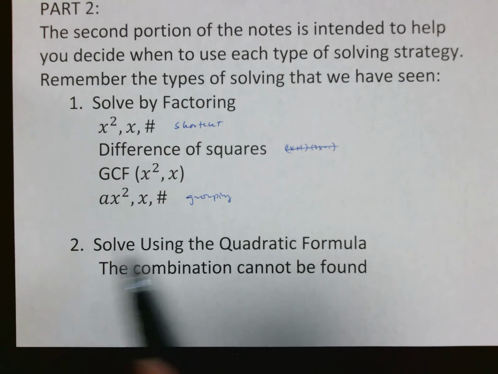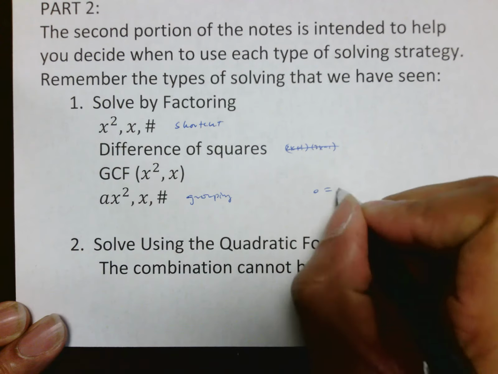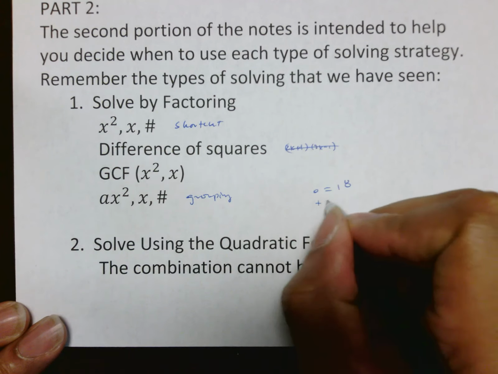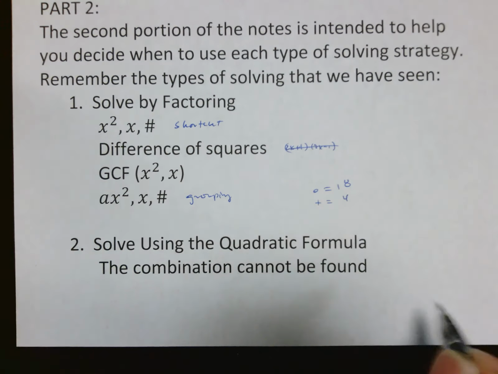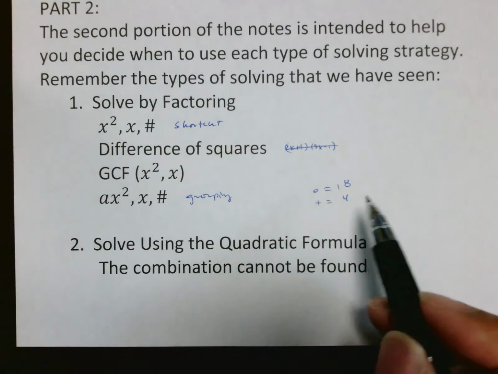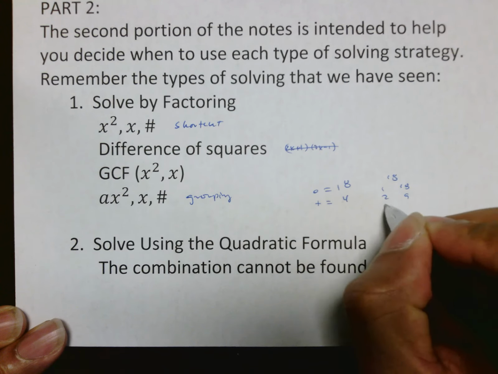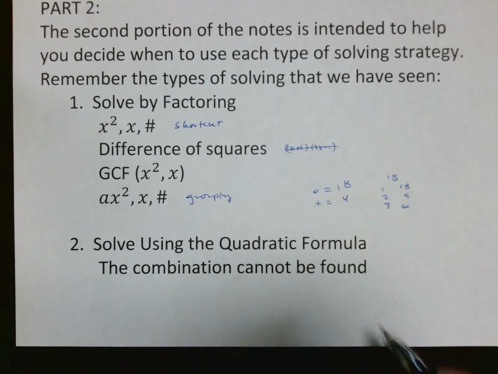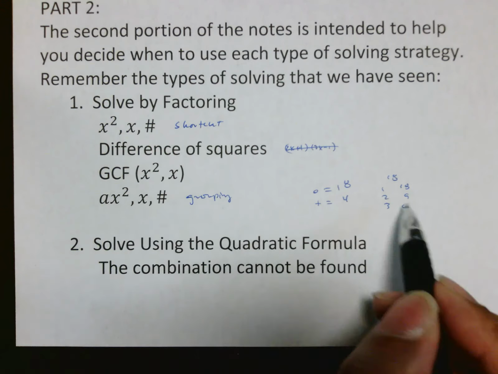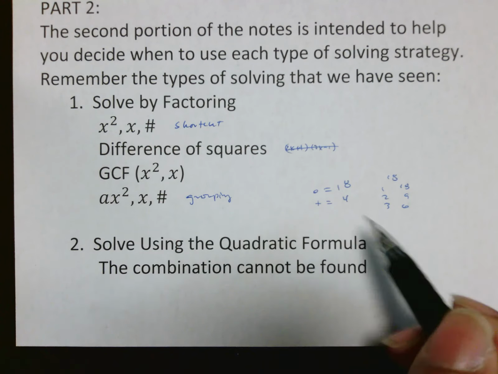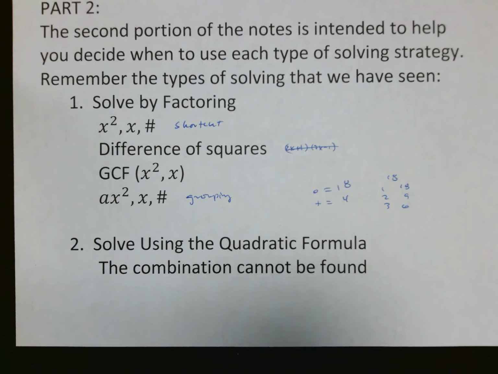Option 2 is solve using quadratic formula. What that means is you have a combination, for example, numbers that multiply to be 18 and add to be 4. Well, there's nothing in the combination tree of 18. 1 times 18, 2 times 9, 3 times 6. None of those add to be 4, which means you cannot do grouping, you cannot do any kind of factoring, and so you have to use the quadratic formula. But that's your biggest sign that you have to use it, is that you searched your combination, but for some reason you cannot find the numbers.